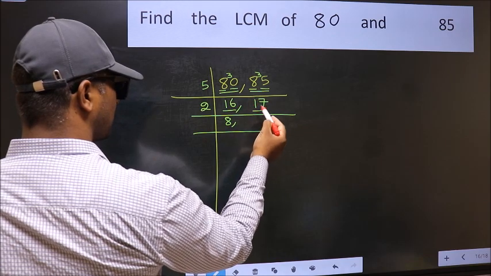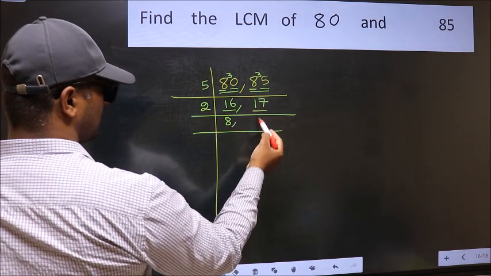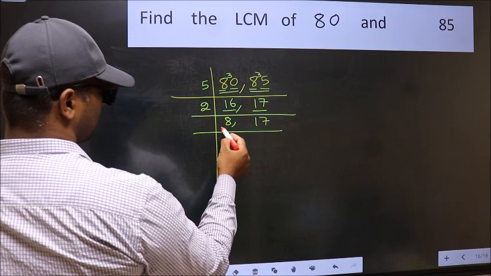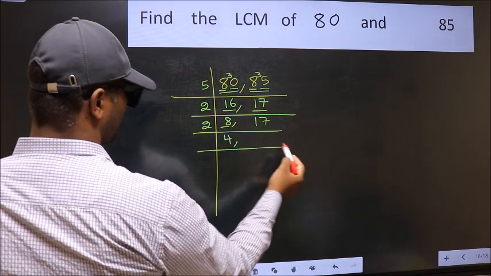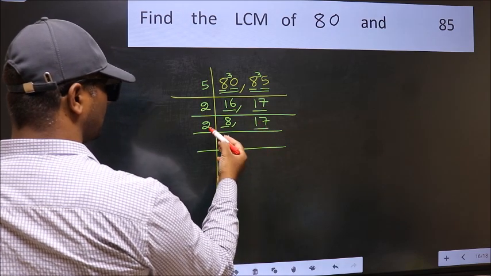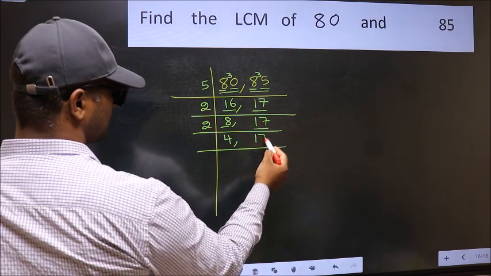The other number, 17, is not divisible by 2, so you write it down as it is. Now here we have 8, and 8 is 2, 4, 8. The other number 17 is not divisible by 2, so you write it down as it is.